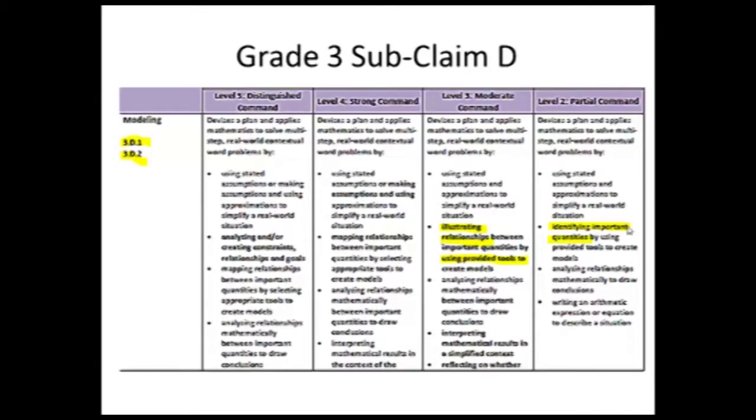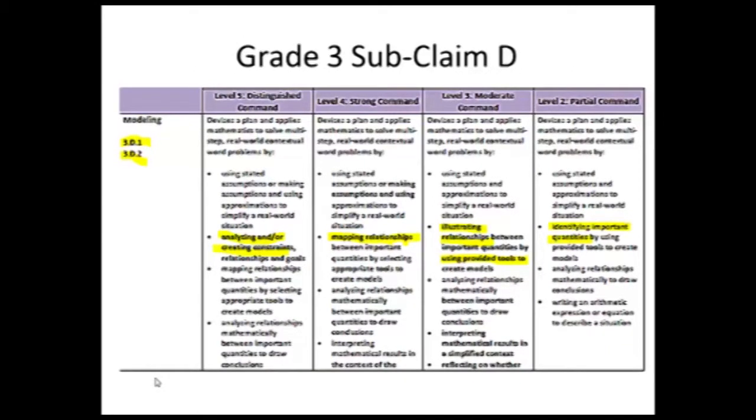So it's not just identifying what's important, but then what do those important quantities tell me about the mathematical relationship I'm looking at? Then you see with level 4, I'm mapping that relationship to create models. And then to get to that level 5 distinguished command, I'm analyzing my relationships, creating constraints, creating goals, you know, what good is the model, those kinds of ideas.